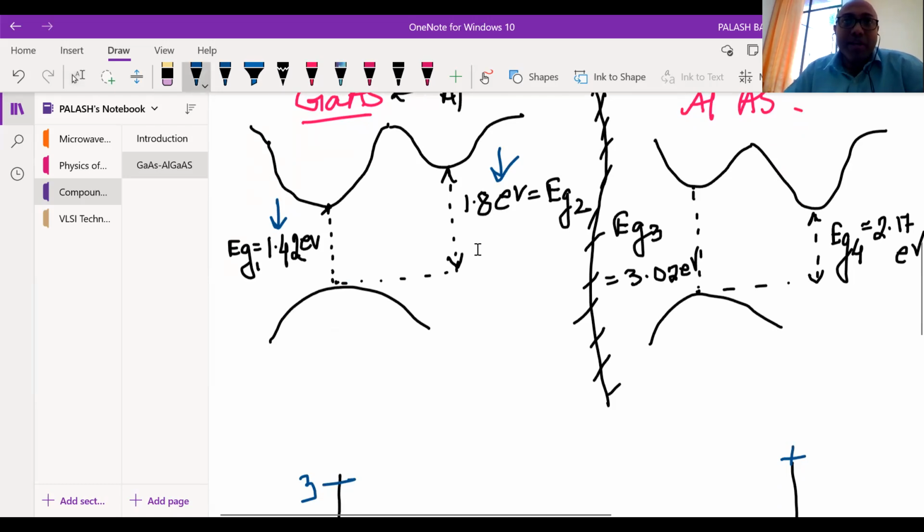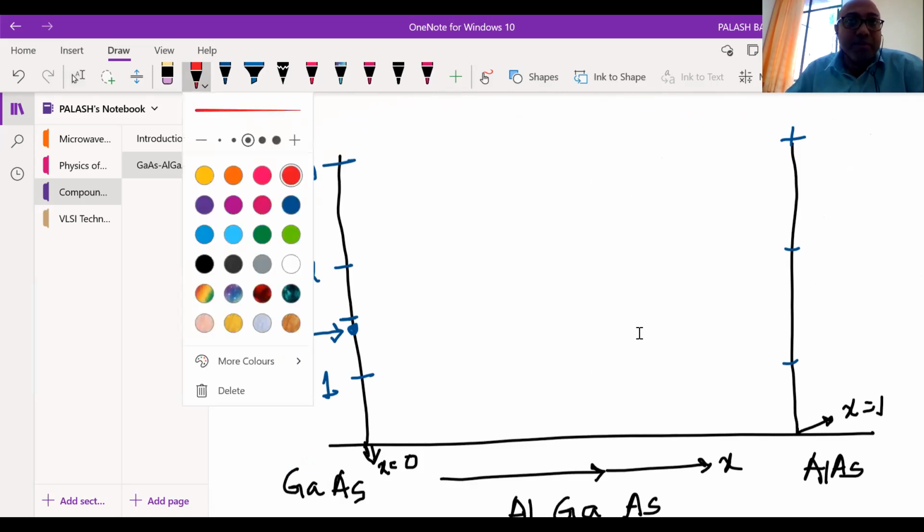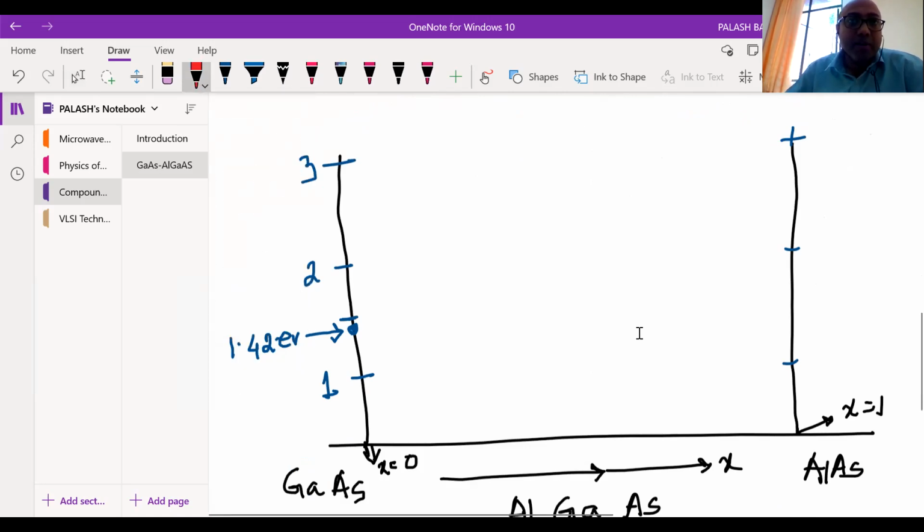So here you can see there is something called the indirect band gap point, 1.8 electron volt. So let us represent 1.8 electron volt. I'll try to represent 1.8 in the different part. I should have used another curve. This is also 1.8 electron volt, for gallium arsenide. So remember, this part is my direct point.